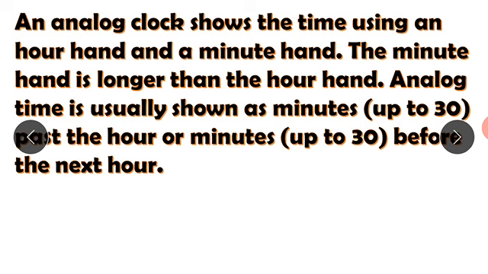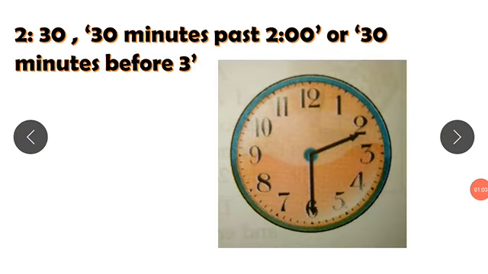An analog clock shows the time using an hour hand and a minute hand. The minute hand is longer than the hour hand, and analog time is usually shown as minutes up to 30 past the hour or minutes up to 30 before the next hour. So this is an example of an analog clock. The longer hand is the minute hand and the shorter one is the hour hand.